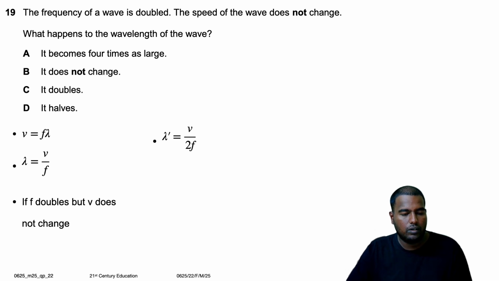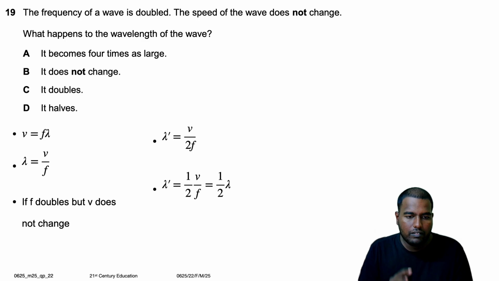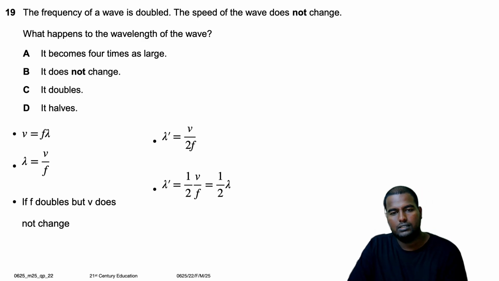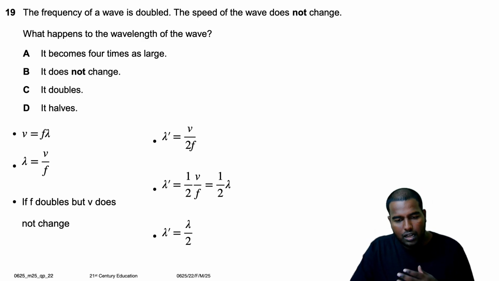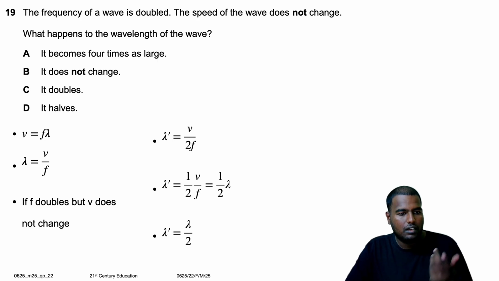Now we'll just take the 1 by 2: 1 by 2 times v divided by f. We know that v divided by f is lambda. So it's half lambda. The new lambda is half of the old lambda. So the wavelength halves. D.